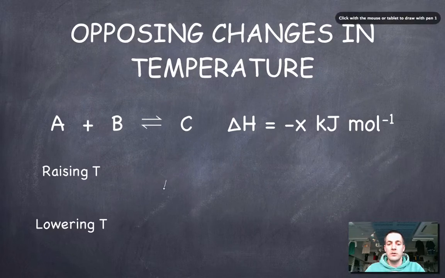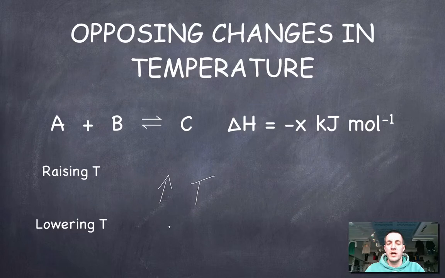Okay, so my routine is, I've been told what effect will lowering the temperature have. The system will try to increase the temperature. How will it increase the temperature? It will favour the forward reaction. Why does it favour the forward reaction? Because it's an exothermic process, and that will raise the temperature.